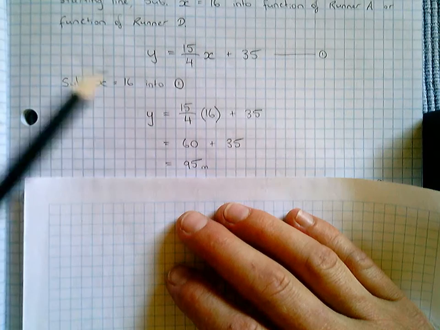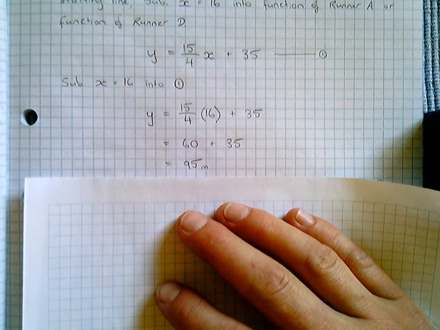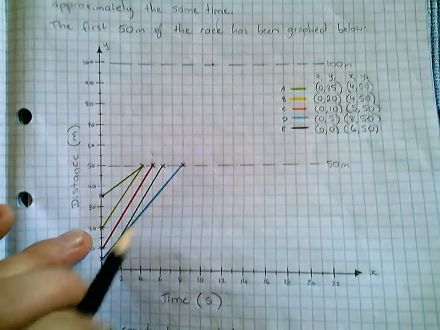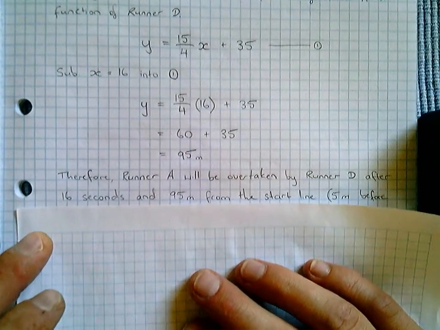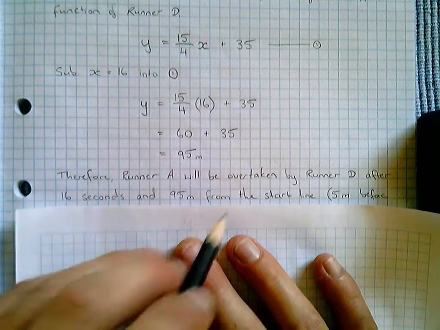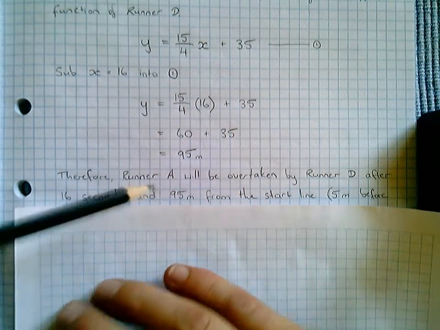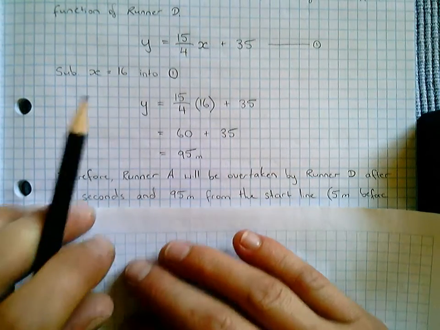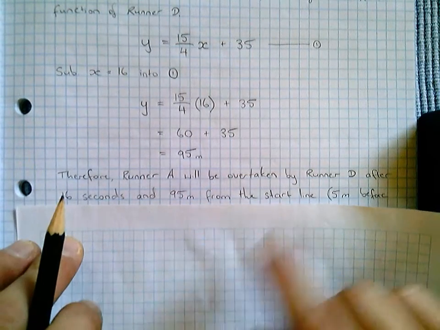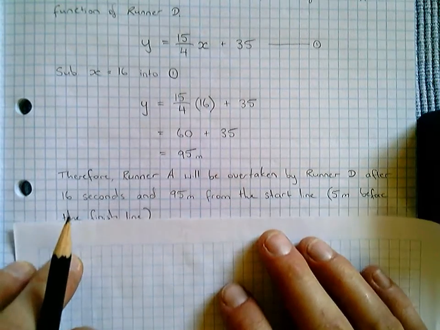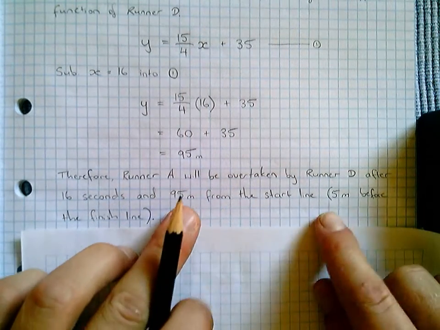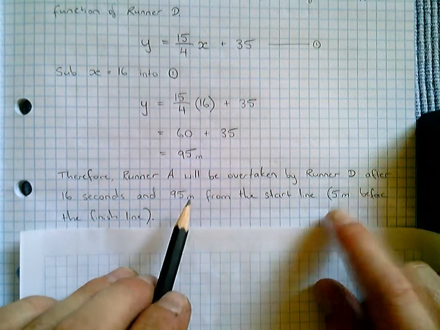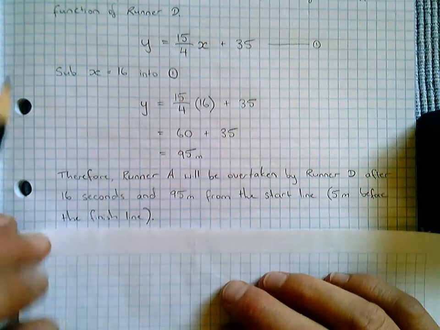Now that means that runner D here, the guy in blue, is going to overtake runner A 95 meters after starting the race, or runner A will be overtaken by runner D after 16 seconds and 95 meters from the starting line. I'll then put in brackets 5 meters before the finish line, because if it's a 100 meter race, they're going to be closer to the finish line, so I just put that in there as a little bit of added information.